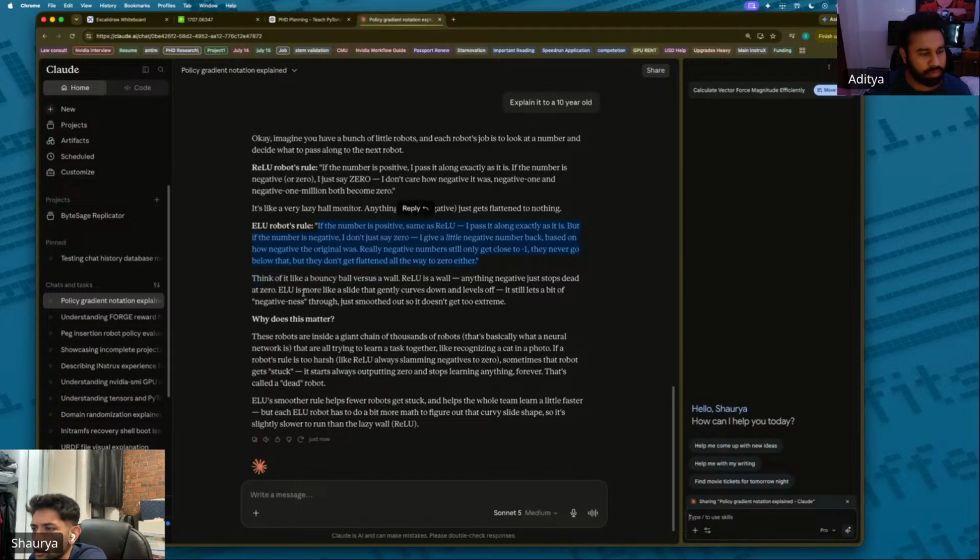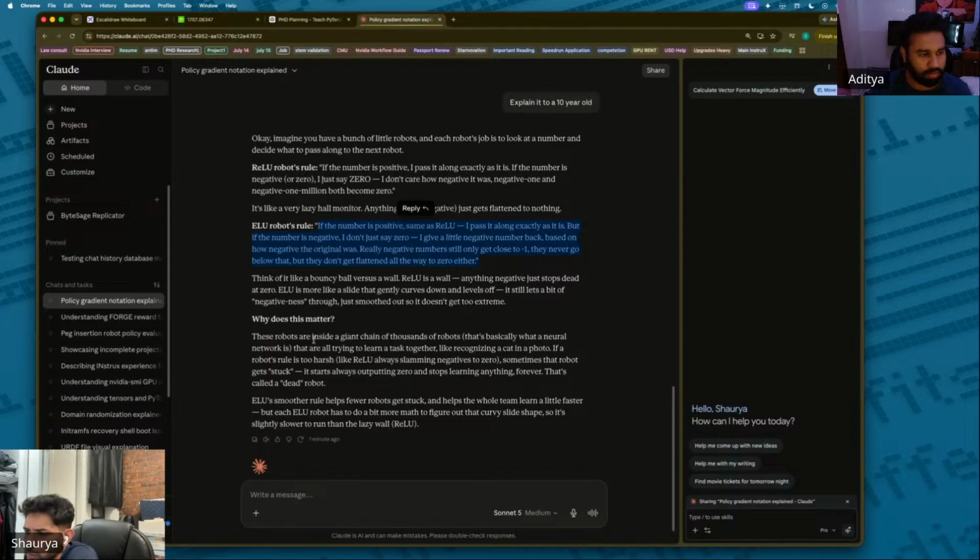Okay. Think of it like a bouncy ball versus a wall. ReLU is a wall, anything negative just stops dead at zero. ELU is more like a slide, a gentle curve down that levels off. It still lets a bit of negativeness through, just smoothed out so it doesn't get too extreme.